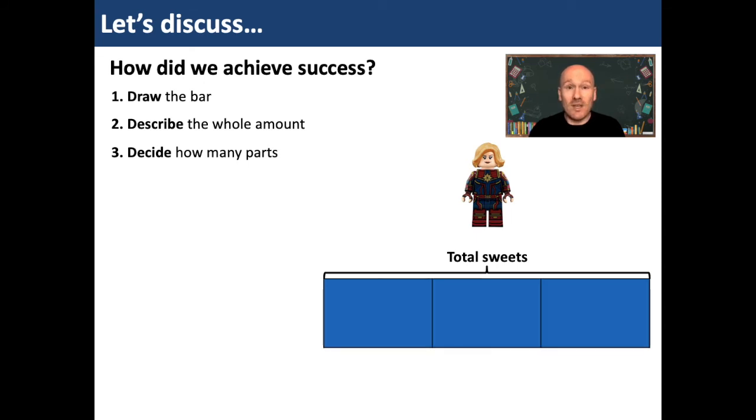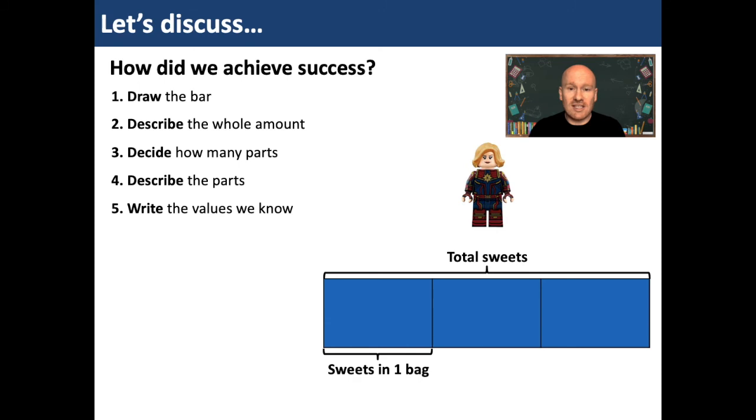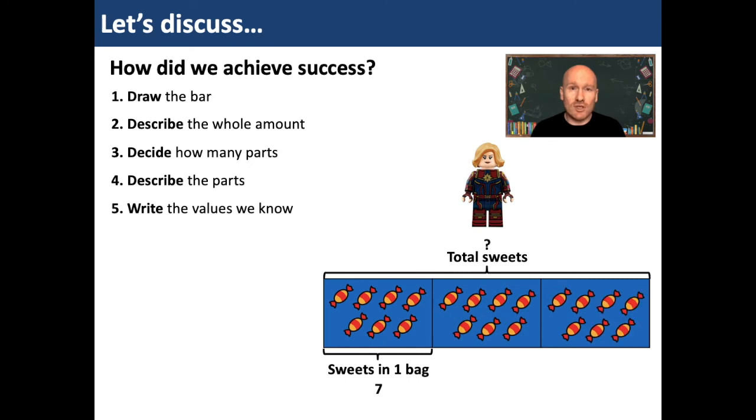Once we've done that, we can describe what those parts are, and in this case, each of those parts is the sweets in one bag. And then we can write the values we know. So here we know that there are 7 sweets in each bag. So we put those 7 sweets in each of those bags, and what we were trying to work out was the whole amount. So now that we can see that, the next thing we do is decide what strategy we're going to choose. We can then apply that strategy, and we worked out in different ways that there were 21 sweets altogether.